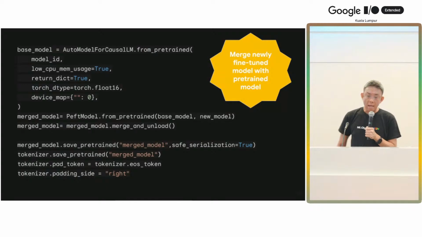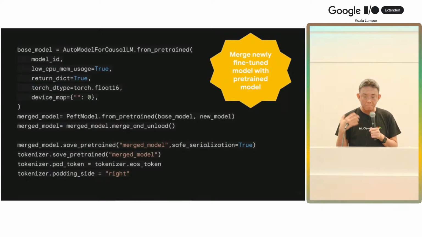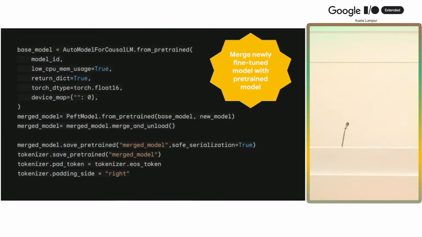Then I will load my pre-trained model. My pre-trained model is my Gemma. I will do the fine-tuning. After I fine-tune my model, I need to combine my fine-tuned weights with my pre-trained weights. So I need to merge them back together. Then I save my merged model, and then I can push my model into Hugging Face.